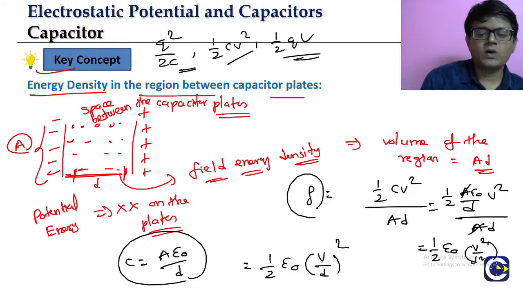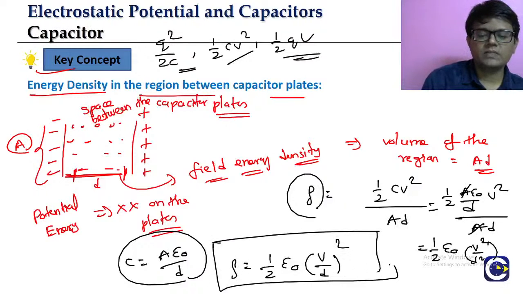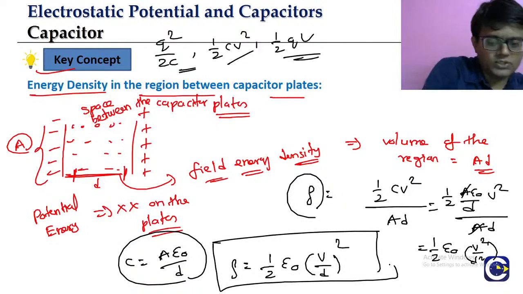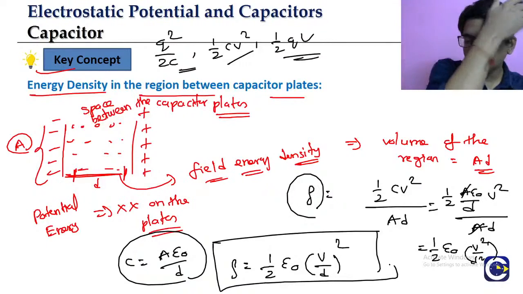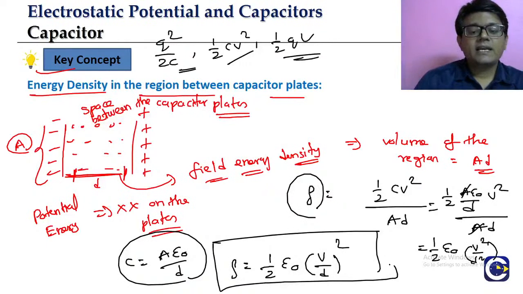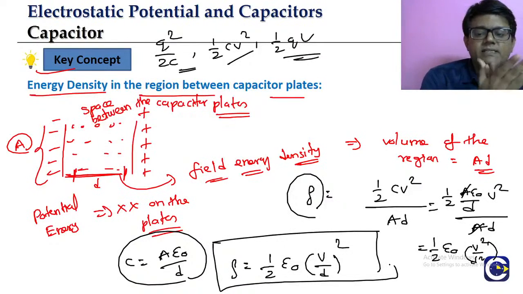We can write it as V by D the whole square. What is it? Half into epsilon naught into V by D the whole square. Okay? So this is the energy density in the region between the capacitor plates.